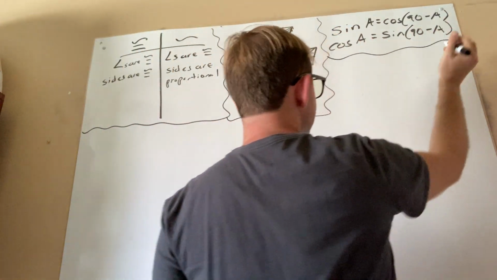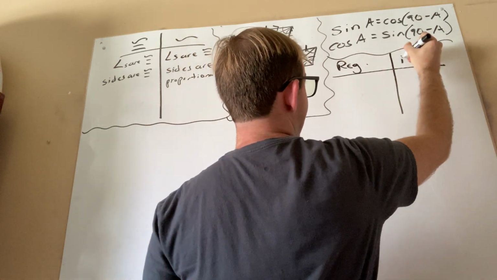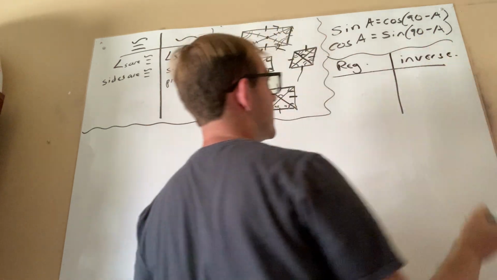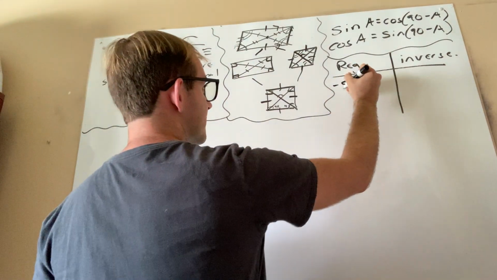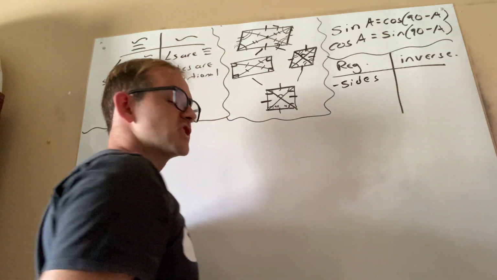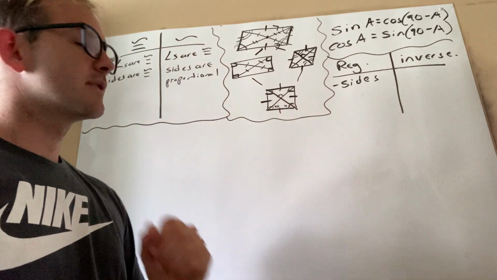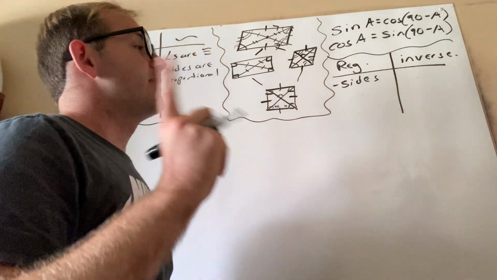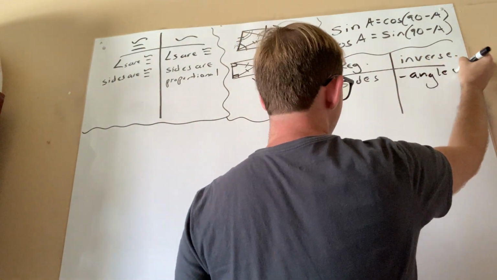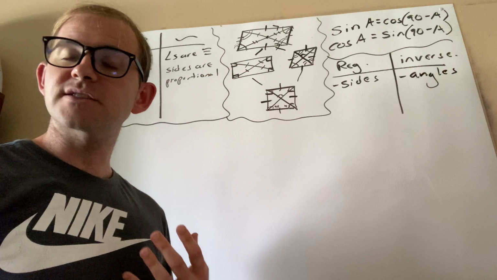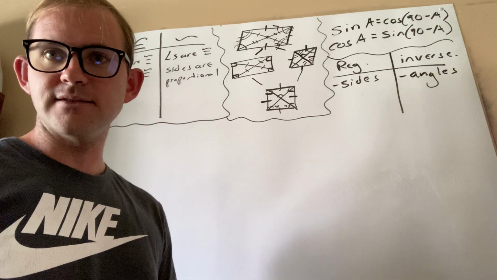In addition, we need to make sure we know the difference between regular trig and inverse. Regular trig, sine, cosine, and tangent, are used when we're finding sides. So if what I'm being asked to find is a side in a right triangle, I would use regular trig. By contrast, I would use inverse trig if I'm trying to find an angle. If I'm being asked to find an unknown angle in a right triangle, use inverse trig.